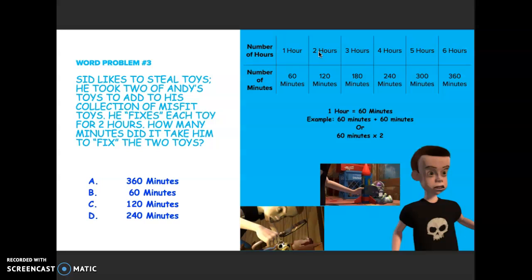So you look at the chart and you say, okay, each toy he fixes, if it only took him 1 hour, it would be 60 minutes. 2 hours is 120 minutes. 3 hours is 180 minutes. 4 hours is 240 minutes. 5 hours is 300 minutes. And 6 hours is 360.